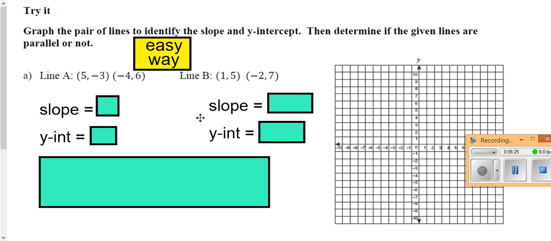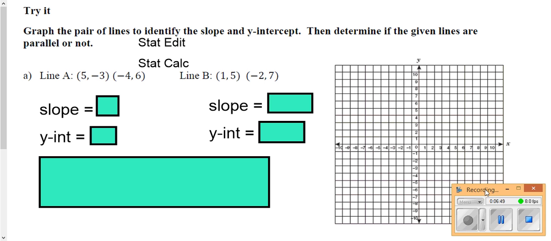So do this, try it together. It says to graph the pair of lines to identify the slope and y-intercept and determine if the given lines are parallel or not. So they want to know if they're parallel. And instead of graphing, I'm going to do it the easy way. And I consider the easy way StatEdit, StatCalc, using my calculator. You can graph it if you would like.